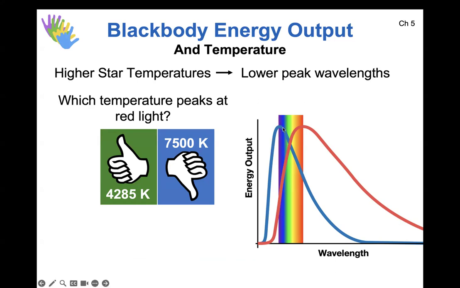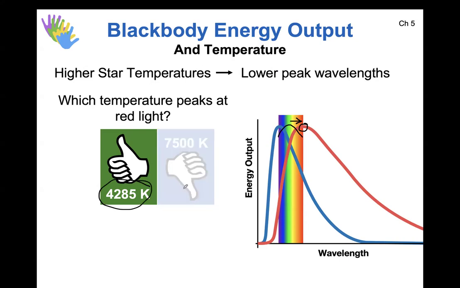So anyway, 5,800 has a peak right at that section, right in the middle, right? So the sun's peak would be right here. Well, then we can say, okay, if I move in this direction, that has to be colder than 5,800 in order to have a peak at red. And the answer that's colder than 5,800 is the 4,285. So that would be the temperature of the object that has a peak at red. Whereas the object that has a peak at blue is the 7,500 because it's hotter than the sun. It's hot enough to glow blue, right?